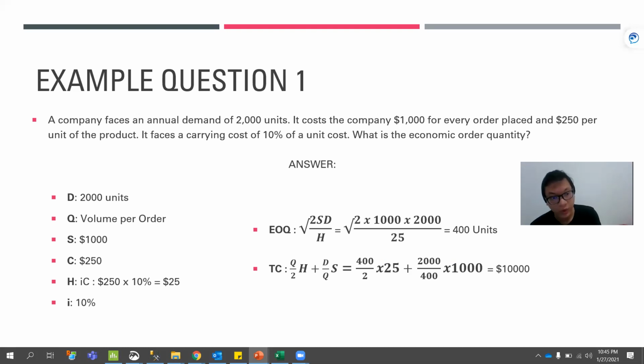When we already recognize the parameters, we just plug them into the formula: EOQ equals the square root of 2SD over H. So 2 times 1,000 times 2,000 demand over 25, which gives 400 units. Then the total annual cost is Q over 2 times H plus D over Q times S. So we get here $10,000. Okay, thank you, Hussein.